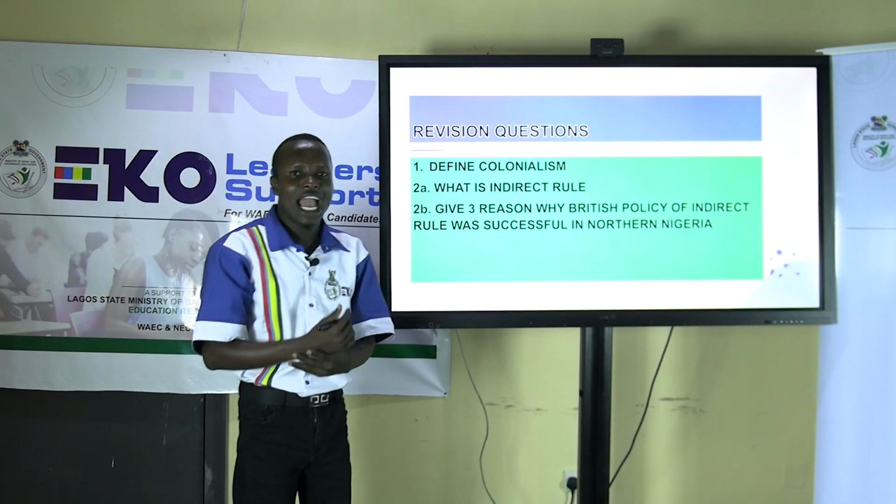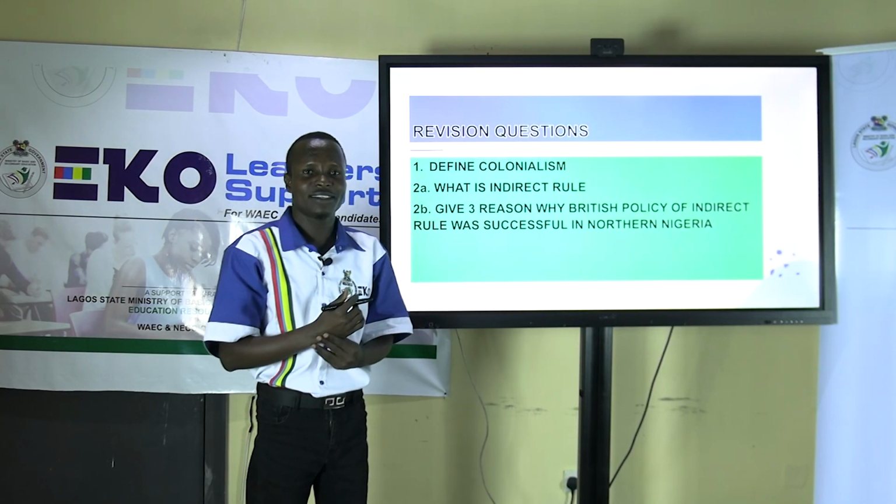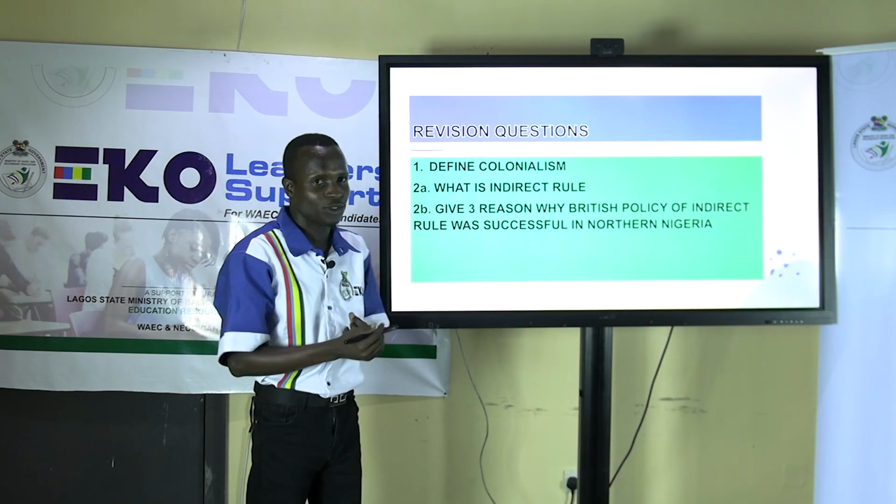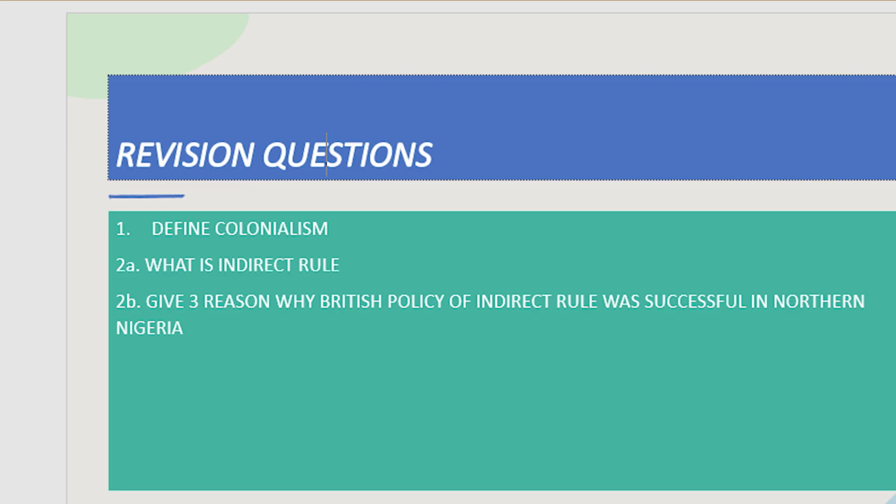Revision questions. I hope you have learned one or two very important things in this topic. So let's look at the revision questions. Number 1, define colonialism. 2A, what is indirect rule? 2B, give 3 reasons why the British policy of indirect rule was successful in northern Nigeria.